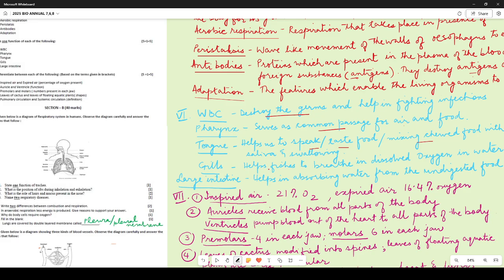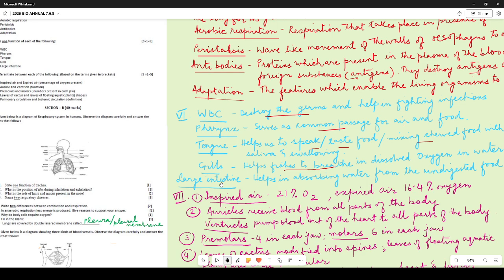Gills. What is the function of gills? Gills help the fishes to breathe in. What do they breathe in? The dissolved oxygen in water, right? So the gills help them to breathe in that oxygen which is dissolved in water, because fishes live in water, so they get their oxygen from water.